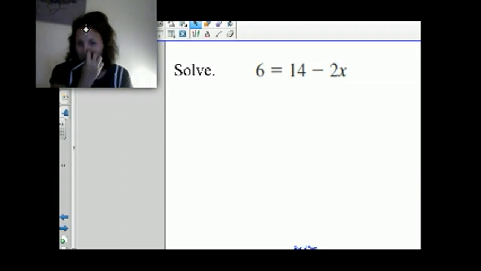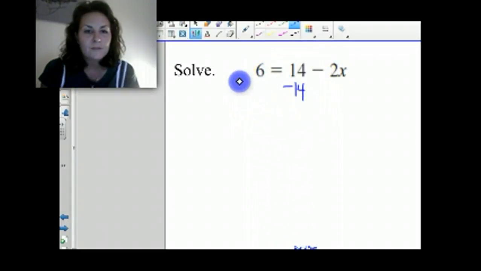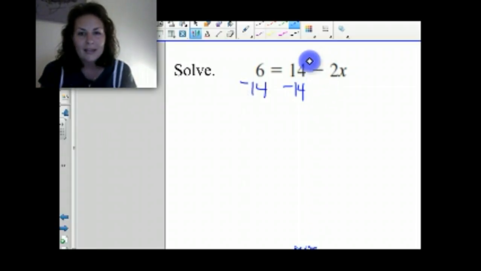Six equals 14 minus 2x. Get rid of the 14 first. It's positive 14, so we subtract 14. Don't automatically add because of that negative sign. We're trying to turn it into 0. 6 minus 14 is negative 8 equals negative 2x.